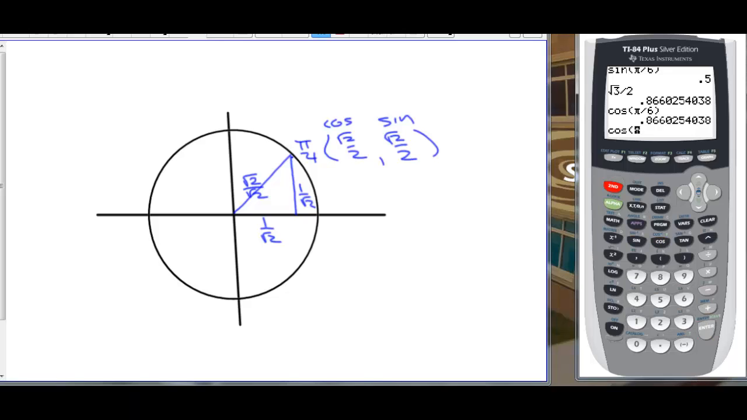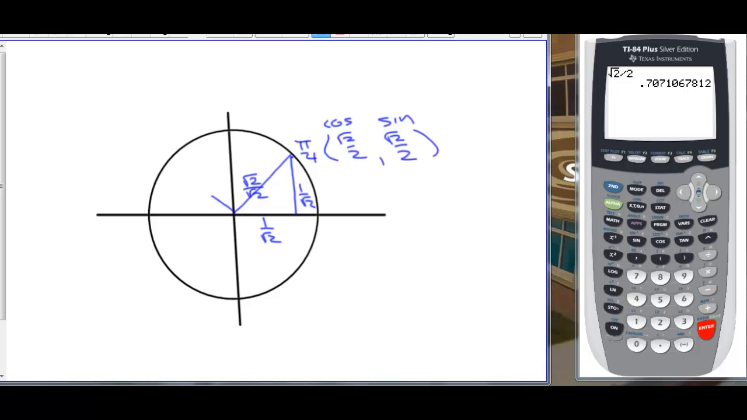Cosine of pi divided by 4. I'm not going to do this for every single one of them. Square root of 2 divided by 2. It's the same answer, 0.707. But I forgot to do it on the other one.